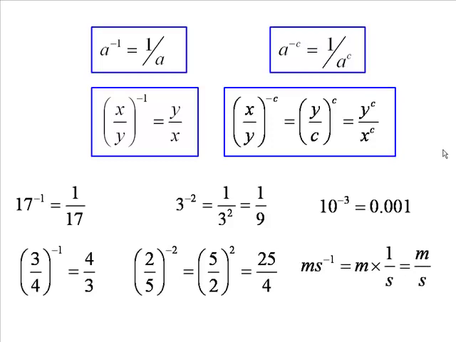And this last one is something that you might have met if you study physics or science, because ms to the minus 1 tends to be the unit that you use for meters per second. Why? Well, s to the minus 1 is just 1 over s, so that becomes m times 1 over s, or m over s, which is meters per second. It's just another way of writing meters per second. And those are negative indices.